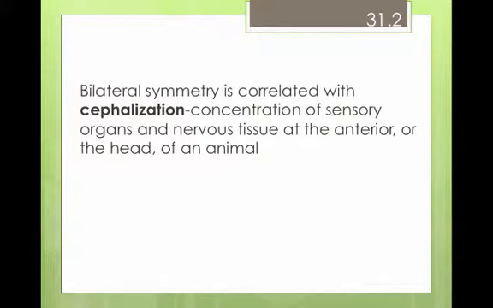Alright, so bilateral symmetry is correlated with cephalization, and this is the concentration of sensory organs and nervous tissues at the anterior or the head of an animal. If you think about any animal that moves in one direction, for example, a fish, all the sensory organs are at the anterior, so at the face you have eyes, you have the mouth, and so forth. And for us, we have our eyes, our nose, our mouth, our ears. They're all at the front. They're not facing the back.